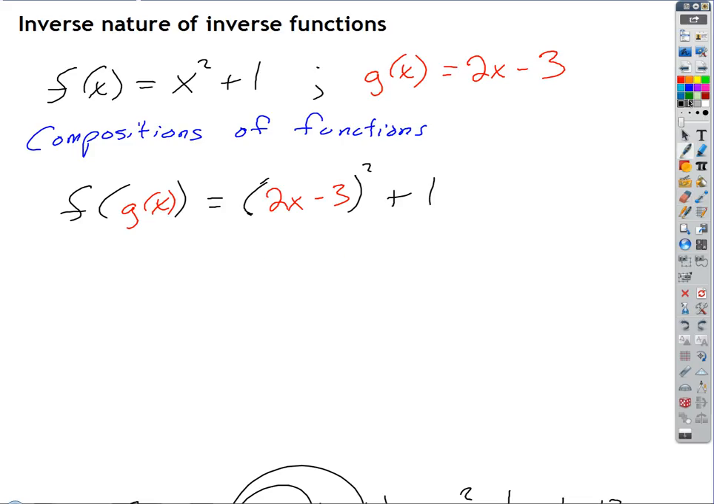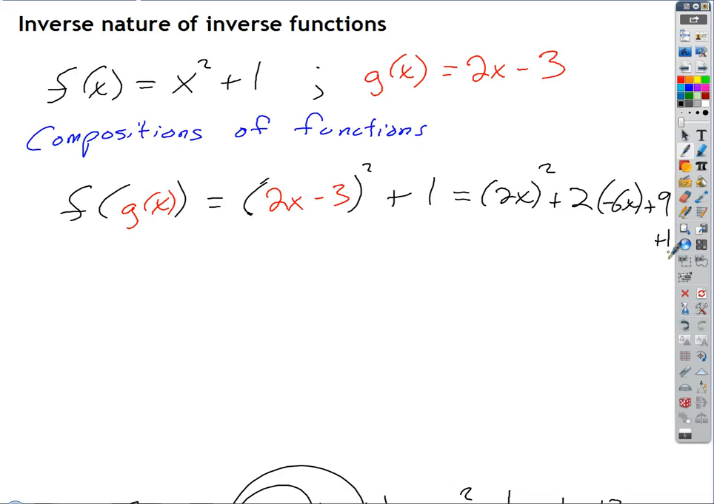We could just write this as the first term squared, right? The quantity squared, plus 2 times the first term times the second term. What's that going to be? What's 2x times negative 3? Kirk, what's 2x times negative 3? Negative 6x, and then plus the last term squared. What's negative 3 squared? 9. And then don't forget, we got that plus 1 at the end, don't we?